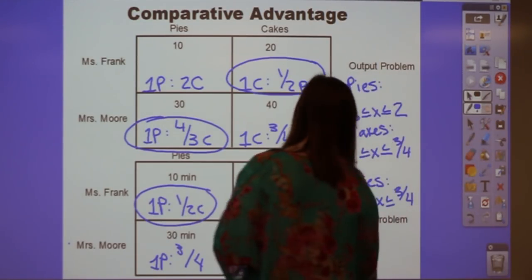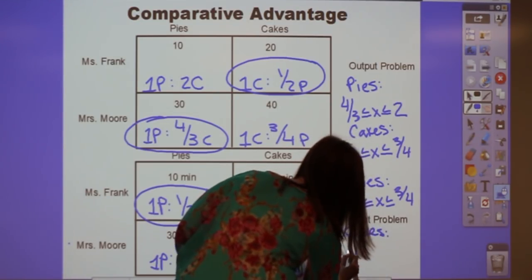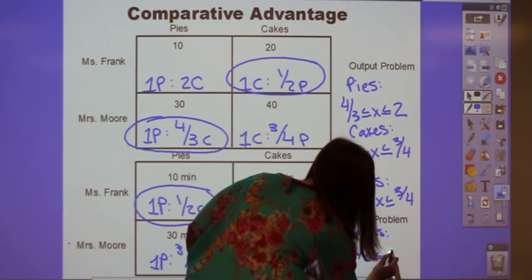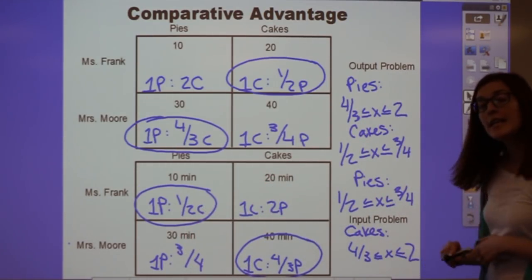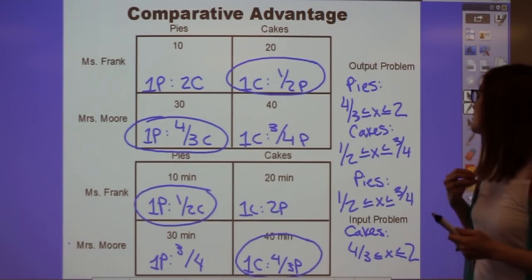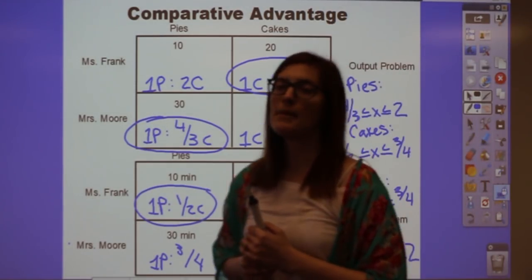And the same exact idea for cakes. But now Mrs. Moore is the exporter, so the 4/3 is her minimum price she's willing to sell it for, and the 2 is the importer's maximum price I'm willing to pay for cakes. And that's all you have to do for comparative advantage.